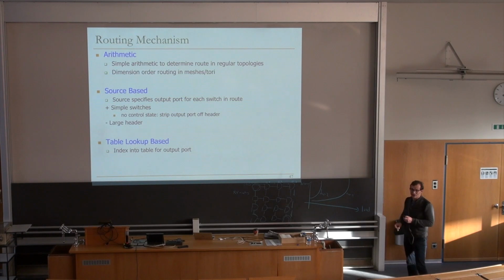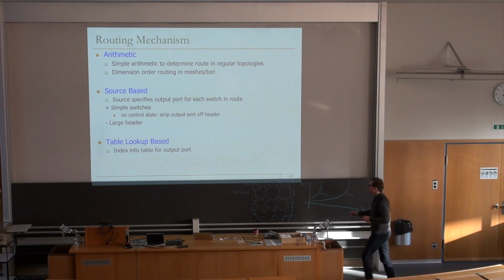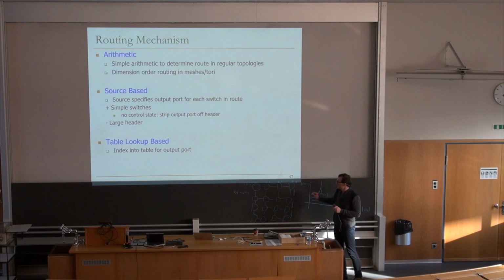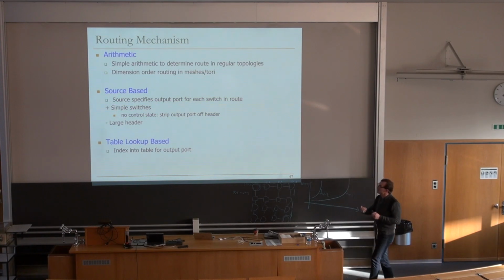But you have a large header in this case because source tells, okay, in this switch it needs to go this way, in this switch it needs to go this way, in this switch it needs to go this way, in this switch it needs to go this way. It needs to encode all of that information into the header of the message that it's sending. So it's a large header, but the switch is very simple in that case, right? So the switch doesn't need to do a lot to determine the route.